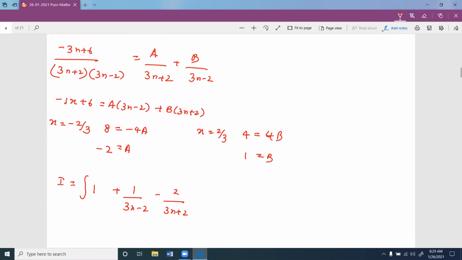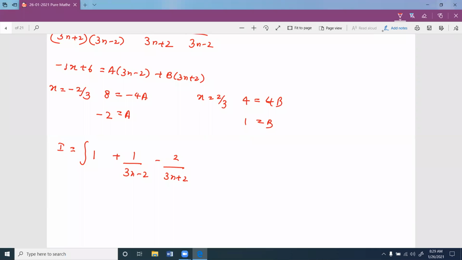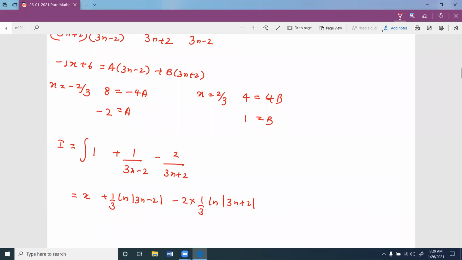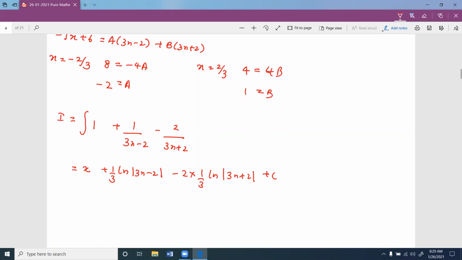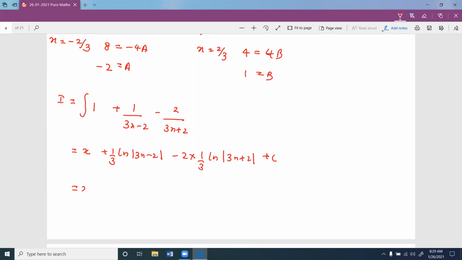Then you can do the usual integration. So you can write this is integration of 1 is x, plus here it's 1 over 3 ln 3x minus 2 minus 2 times 1 over 3 ln 3x plus 2. Then plus c, you can write the plus c at the end. If you want, you can take it in and write it, or you can just write x plus 1 over 3 ln 3x minus 2 minus 2 over 3 ln 3x plus 2 plus c as the answer. That's a way of doing this question.